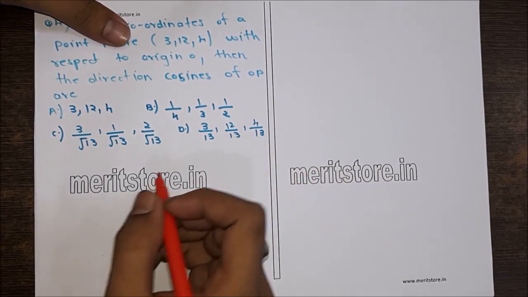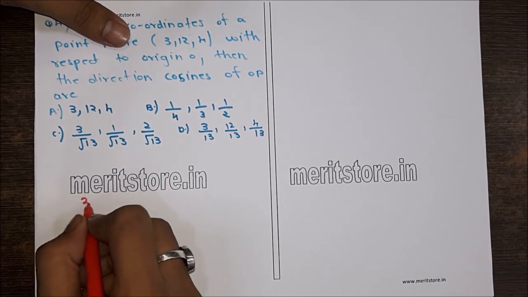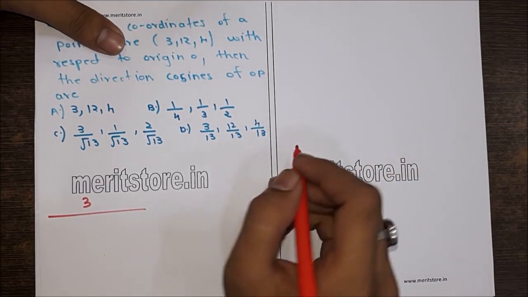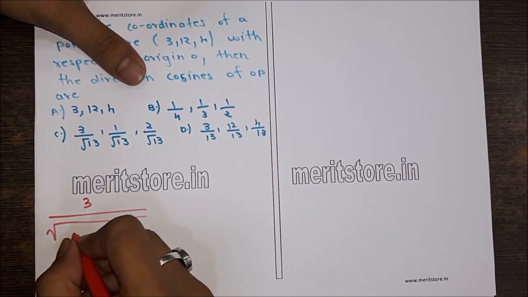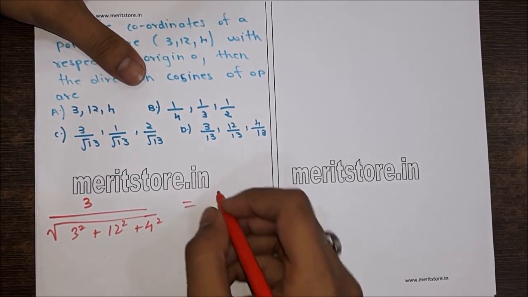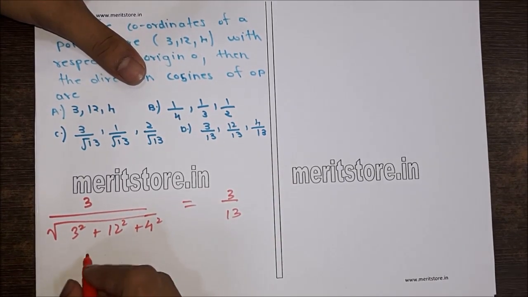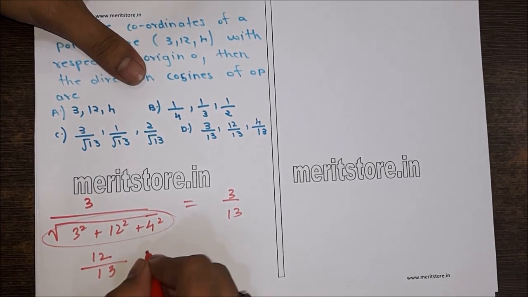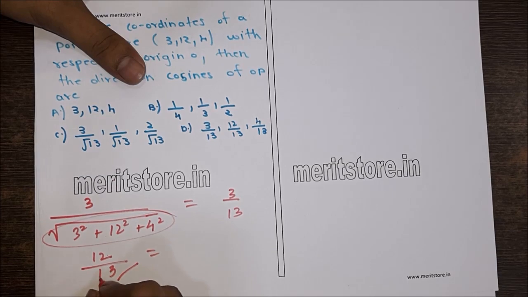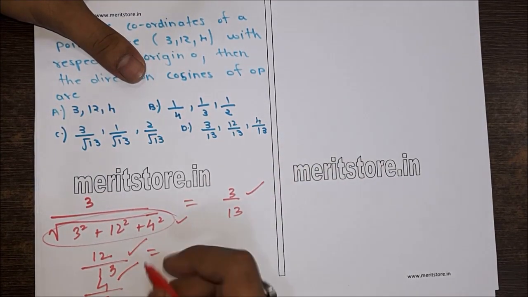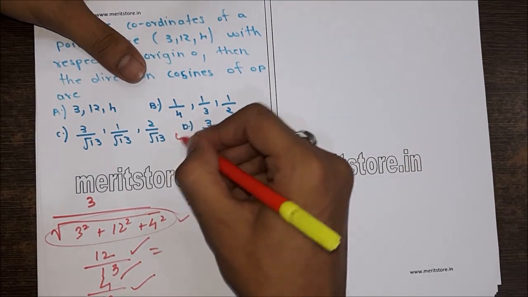The required direction cosines can be obtained from the formula a upon under root of a square plus b square plus c square. Substituting the values, we get 3 square plus 12 square plus 4 square, which simplifies to 13. So we get 3 by 13, then 12 by 13, and next 4 by 13. So the direction cosines are 3 by 13, 12 by 13 and 4 by 13. The correct answer is option D.